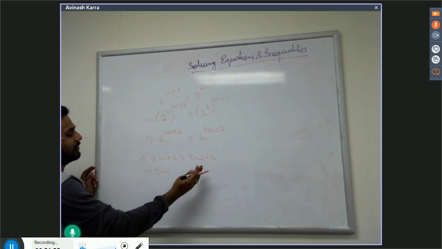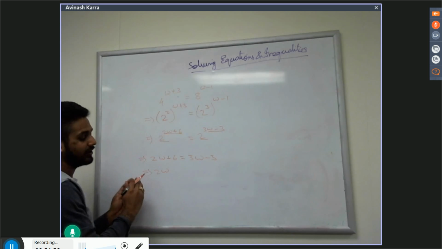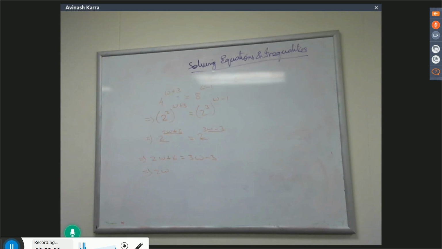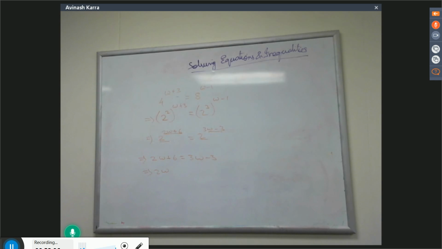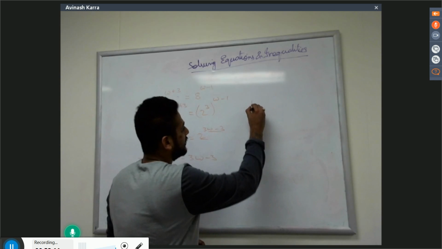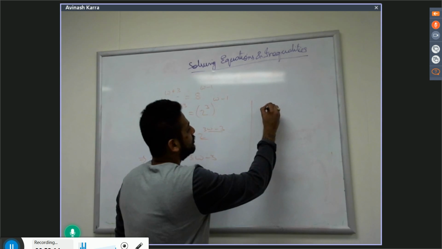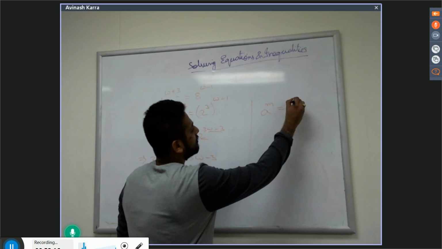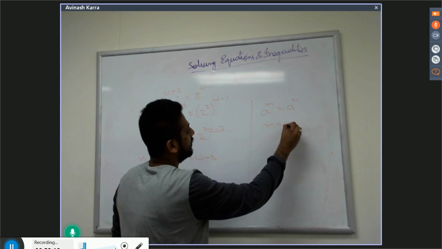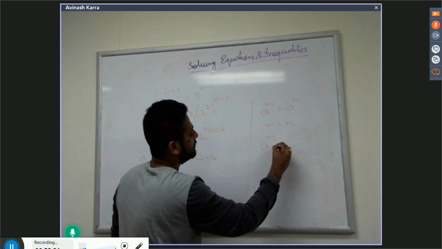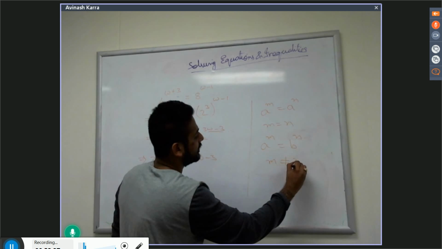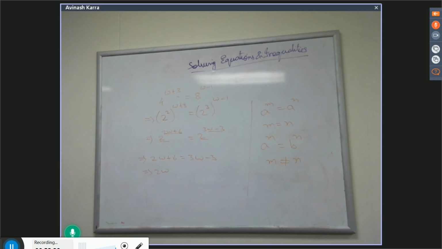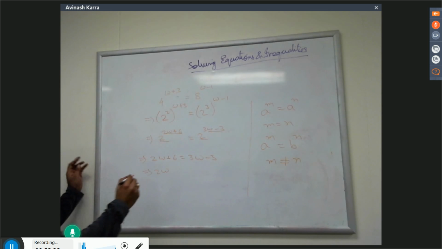You can only solve it if the bases are equal. Okay, now I see what you do. Exactly. If a to the power of m is equal to a to the power of n, then m is equal to n. But if a to the power of m is equal to some e to the power of n, then m is not equal to n. Okay, thank you. You're welcome.